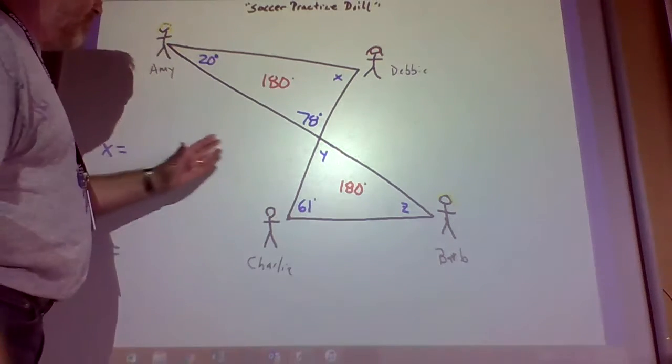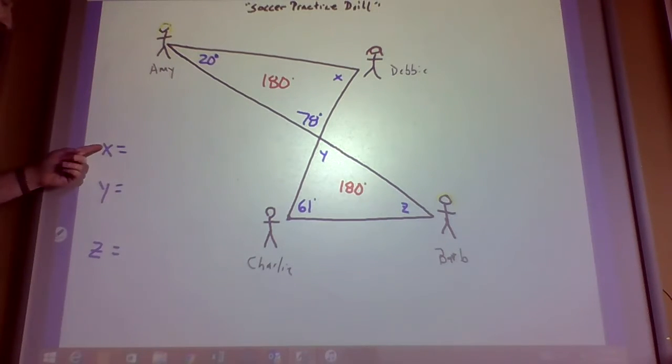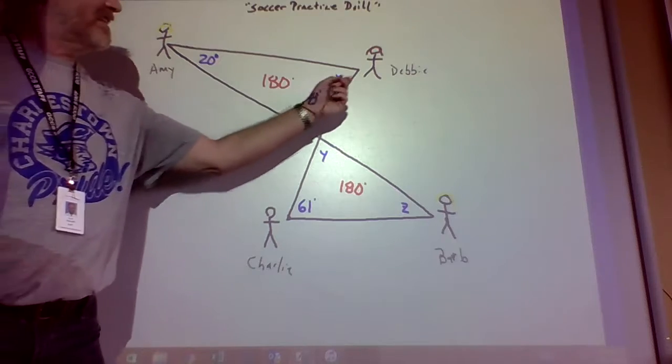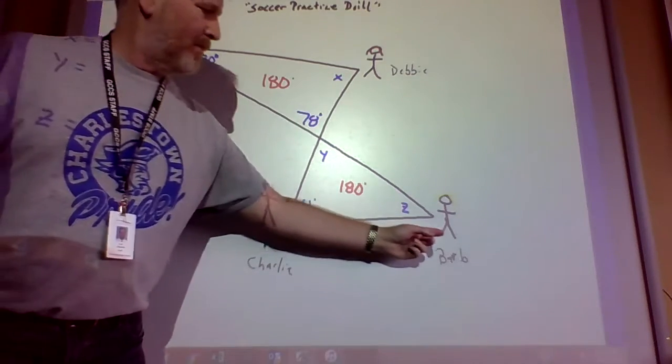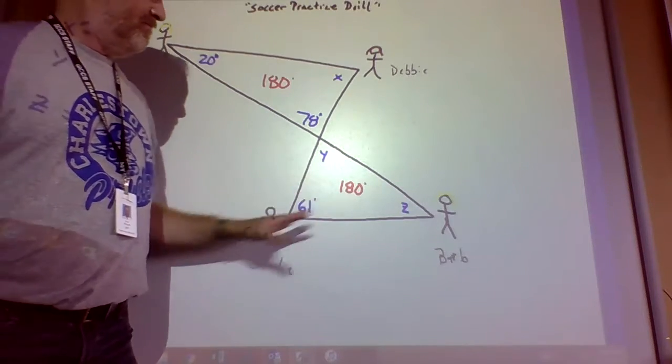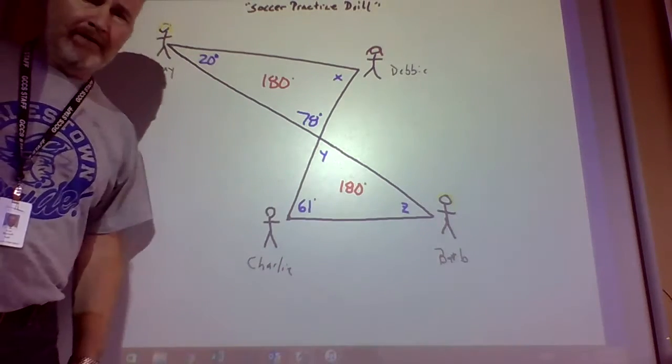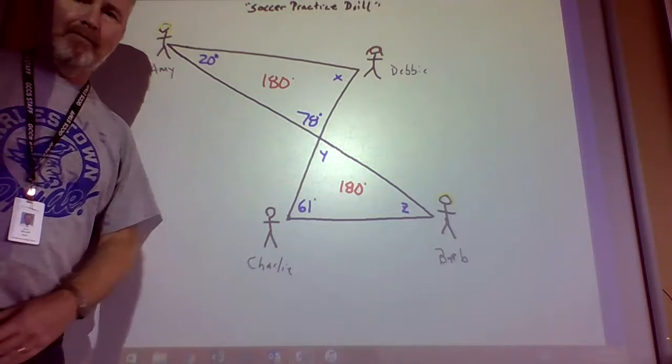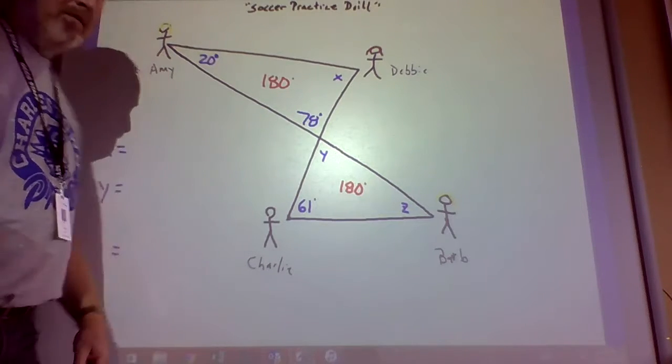All right, so back to this. So we got to find out X, Y, and Z's angle. Well, here's X, that's Debbie's angle. Z is this Barb woman's angle, and then Y is this one that's not really associated with a particular player. It's just one that's created by the balls crossing paths there.